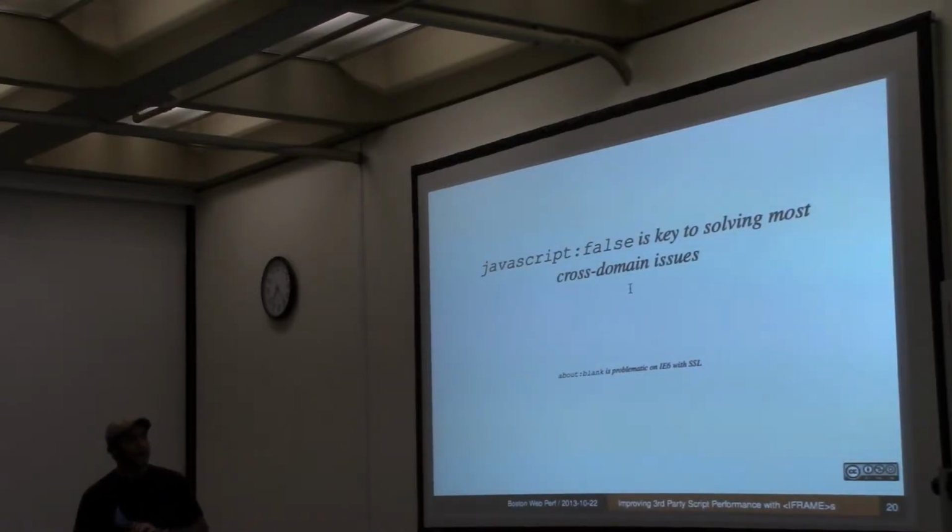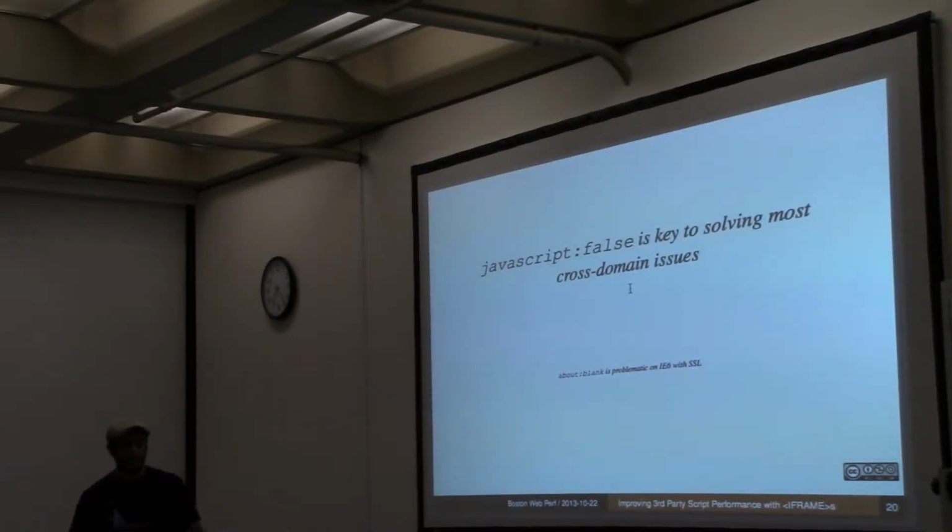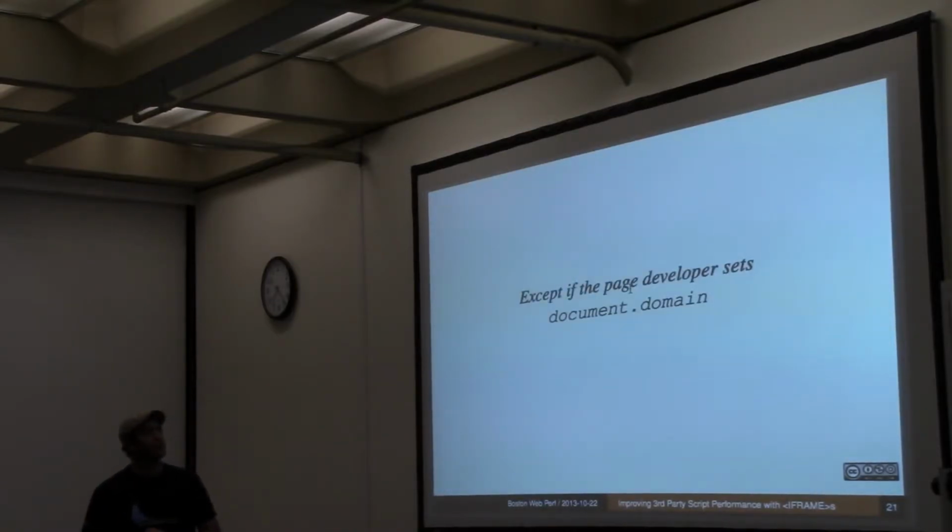Like I said, about:blank is a problem on IE6 because, according to IE6, about:blank is insecure content. So if your page is on SSL and you have an iframe with about:blank, you're now trying to cross an SSL boundary, which is not allowed. So that all works, except if the developer actually sets document.domain on their page, which is something we realized after we pushed out to production.